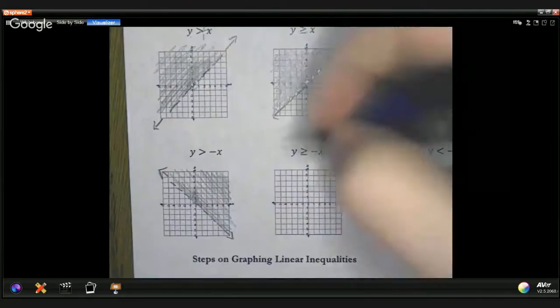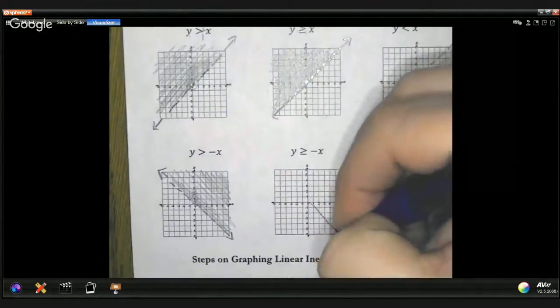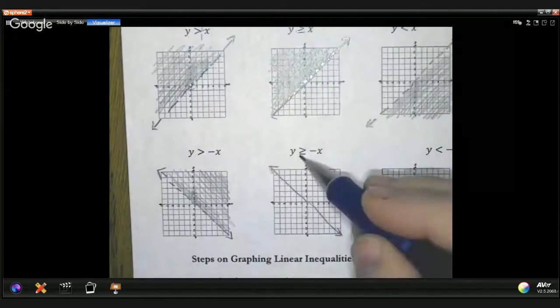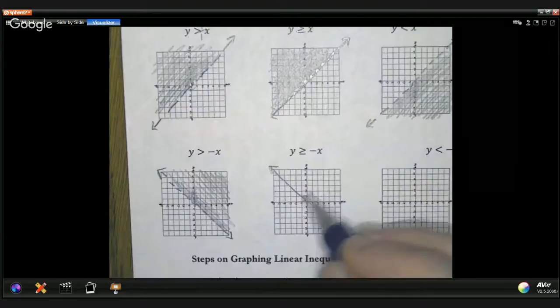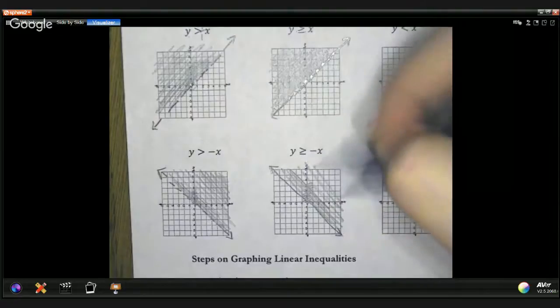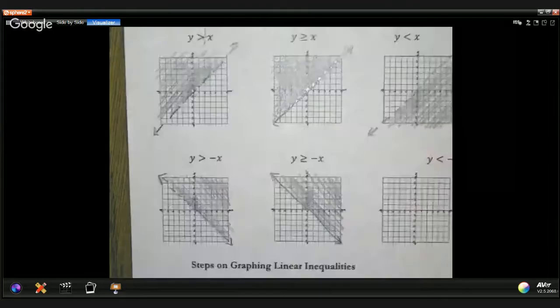Same thing over here, but this time it's a solid line. And I'm supposed to shade above, so I shade above the y-intercept. And so that's it. On these two, the difference is the slope. With a different slope, that's going to have to be where you graph it, based on where it's up above the y-intercept.